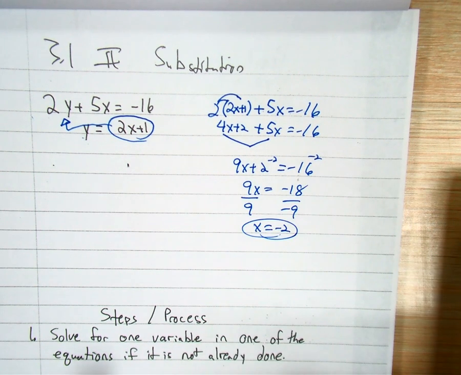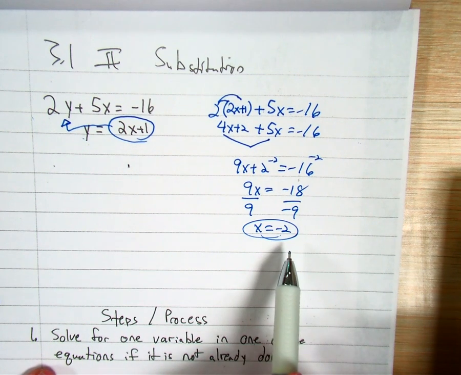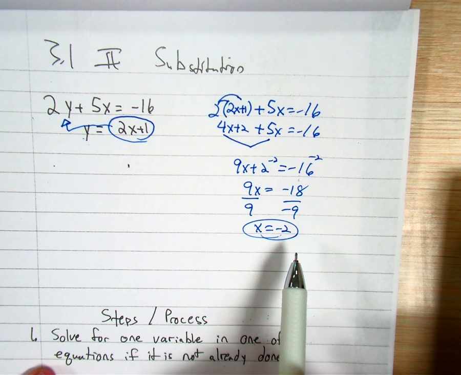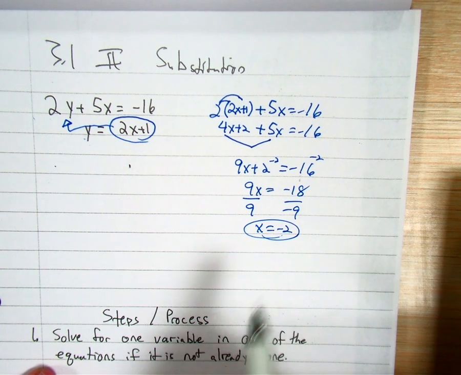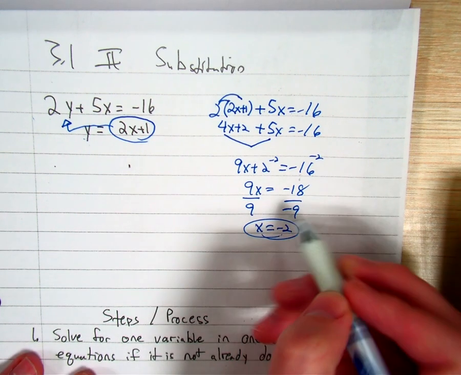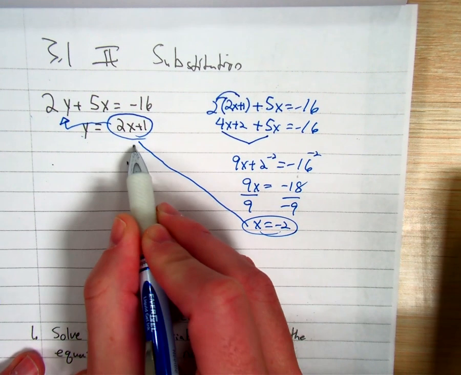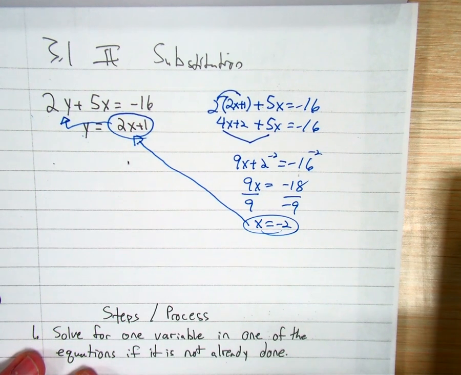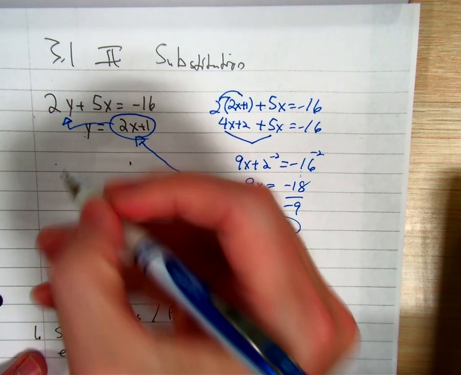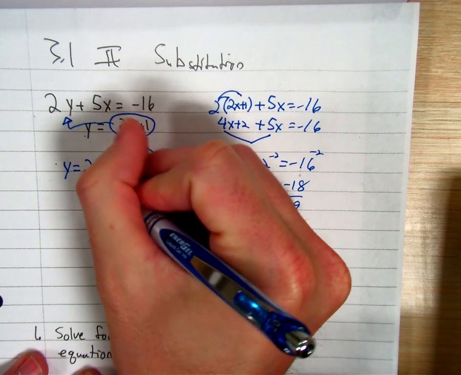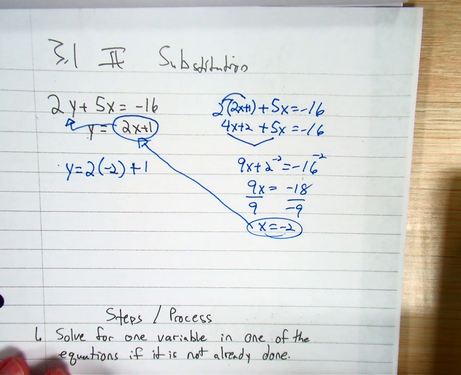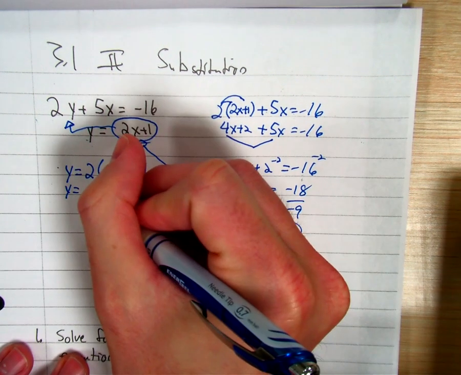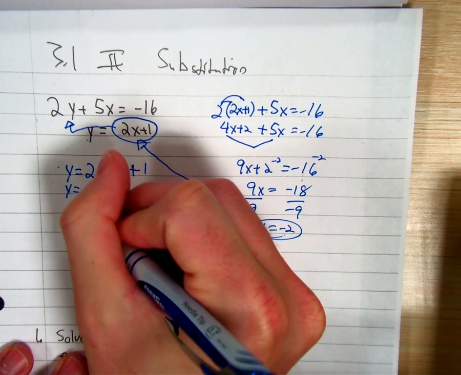You're not done. A lot of people, this is a common mistake, especially early on, they'll stop right here. Oh, I got x. X equals negative 2, I'm done. Just like when we solve by graphing, the answer is going to be a coordinate pair. It's going to be x comma y. I need the y still. So now again, I'm going to substitute a second time. I'm going to take this x and put it in for that x. Y equals 2x plus 1. Well, now I know what x is, so I can use that to solve for y. 2 times negative 2 plus 1. Y equals negative 4 plus 1.